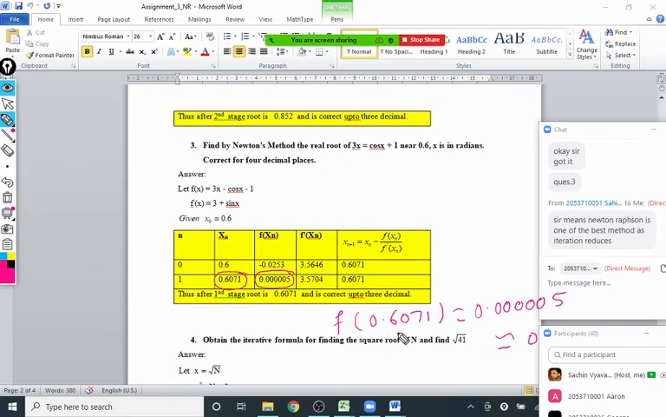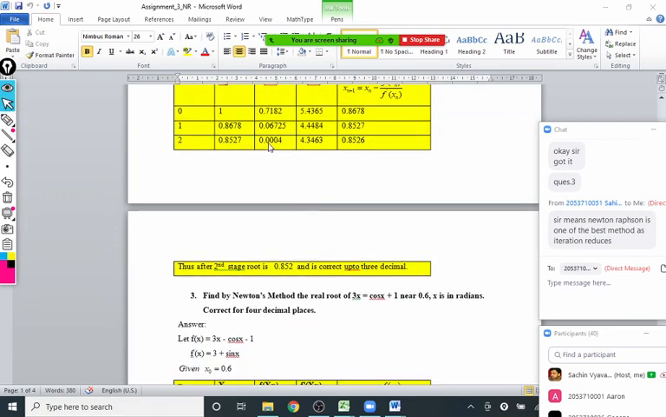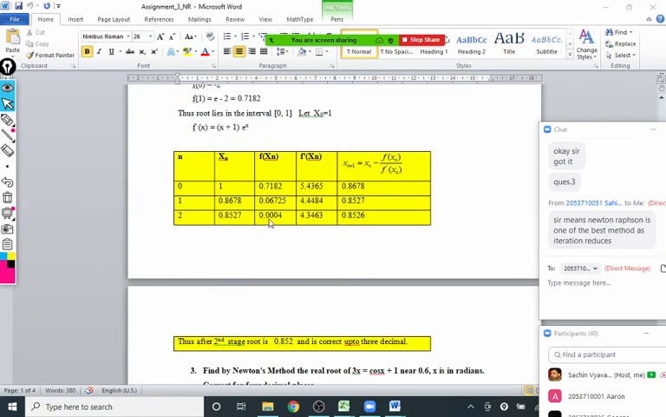So that is only the definition of a root. f of alpha should be 0, then alpha is a root of f(x) equal to 0. If f of alpha is 0, then alpha is a root of f(x) equal to 0. This is the root. So generally f of xn will come very close to 0, then only it is a root there. Okay, when it is near 0, it is a more accurate root that way. So every time you will observe f of xn comes near to 0 here.